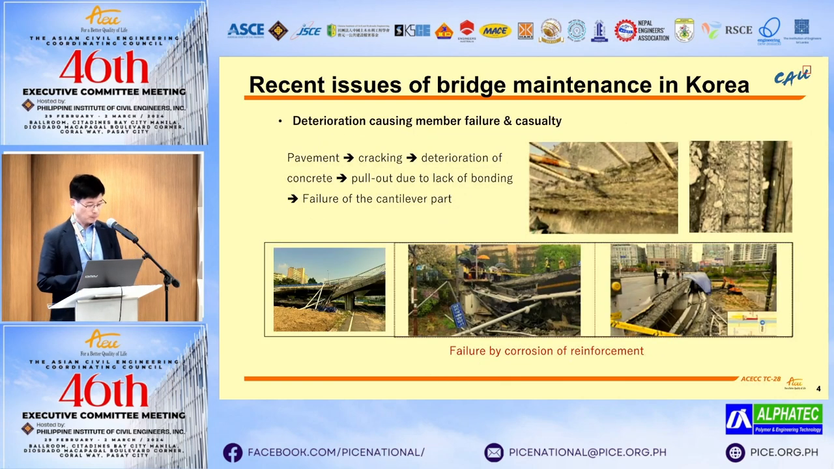Recently, in Korea, we experienced some collapses, partial collapses, or failures of some bridge components. This bridge is located in the middle of a town, and from pavement problems, cracking occurred and water penetrated into the concrete, the reinforcement corroded, and we lost the bond between the concrete and reinforcement. The cantilever part of the bridge collapsed, and we had one casualty. After this collapse, the local authority realized that they need to carefully inspect bridges with similar details and a similar period of construction.